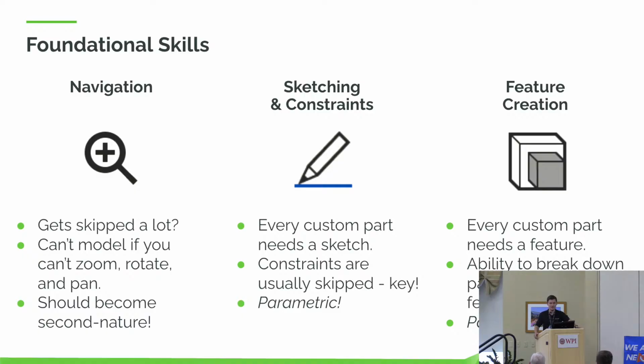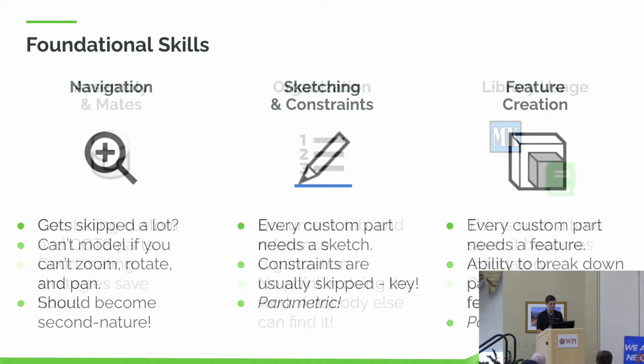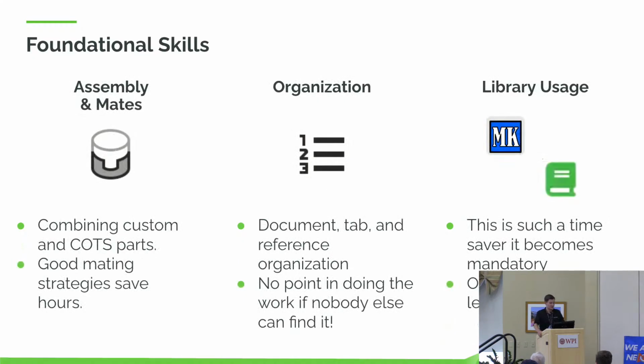And of course, feature creation. This one's pretty expected. You have to know how to turn your 2D shape into a 3D object so you can 3D print it. You can put it on a router. You can send it off to be laser cut, any of that. Also, other foundational skills include assembly and mates. You've got to know how to take any part you design, take a part you grab from online, and combine them together. Good mating strategies will save you hours, if not days, over the course of a build season.